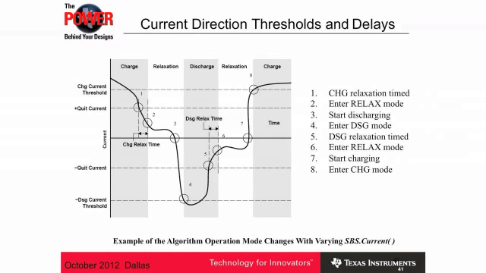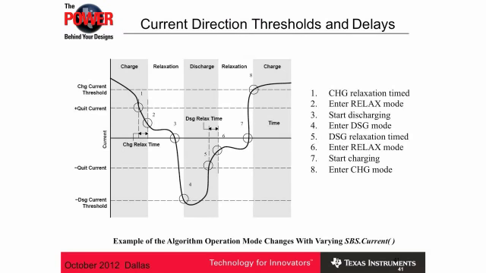Okay, so here we see a charge mode. The charge current is getting less and less, and suddenly it hits this threshold called quit current, okay? And then a timer starts. And when that timer times out, if we're still under quit current, now we've changed state, and we say we're relaxed. And then we go into a discharge down here, and coming back out of that, it's the same thing. When the current gets very, very small, we trigger a timer. When the timer times out, we go back into relaxation. So we can go back and forth.